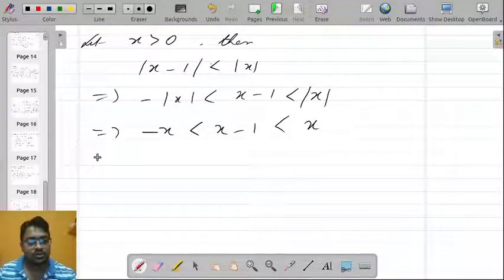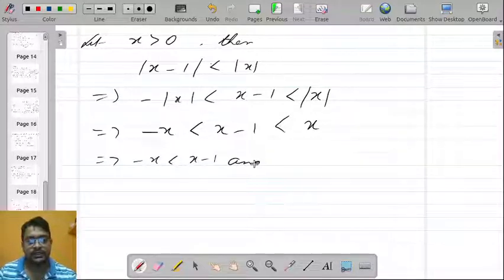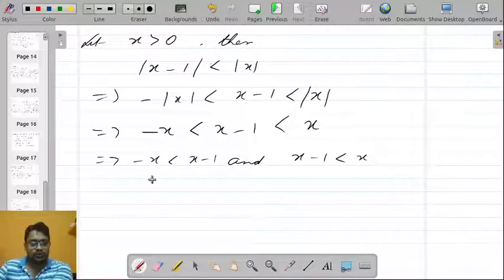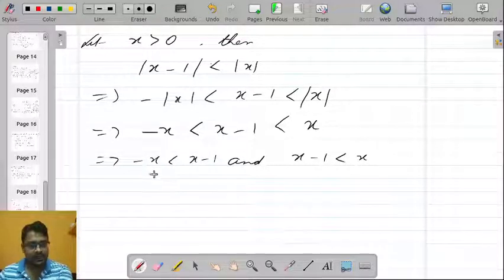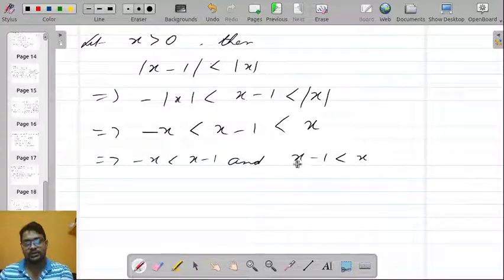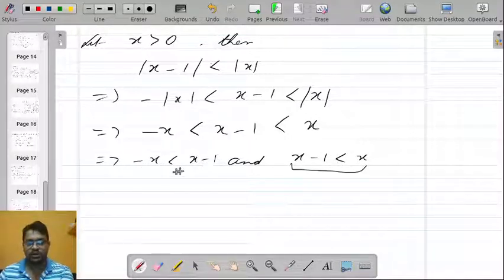So this actually means minus x is less than x minus 1 and x minus 1 is less than x. From the first one, if you just change the sides, it's twice x is greater than 1, and from this one you get x minus 1 is less than x. This is always true for all real numbers. This part is always true, and the other part is true under some condition.